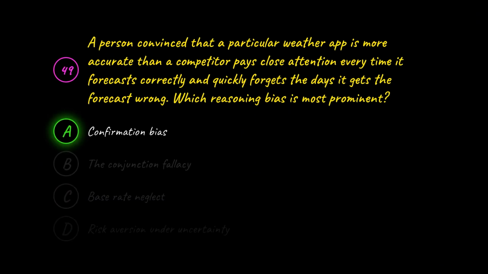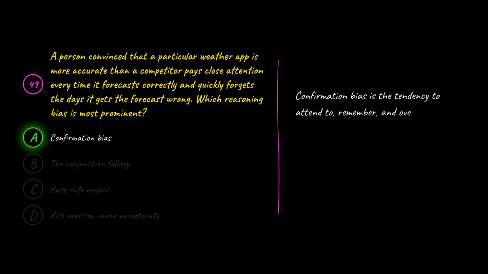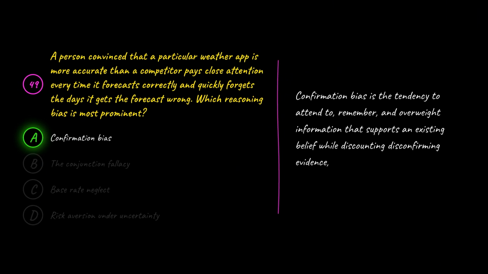The correct answer is A. Confirmation bias. A is correct because confirmation bias is the tendency to attend to, remember, and overweight information that supports an existing belief while discounting disconfirming evidence. Exactly the user's behavior toward the weather app.